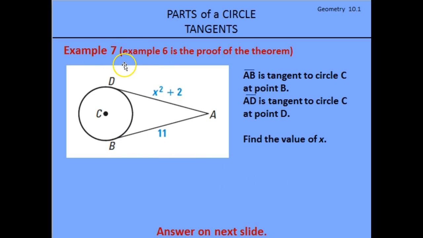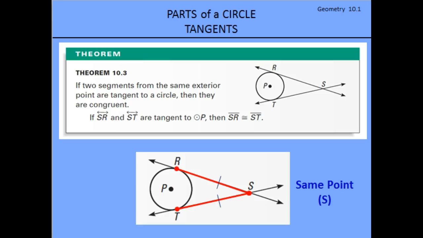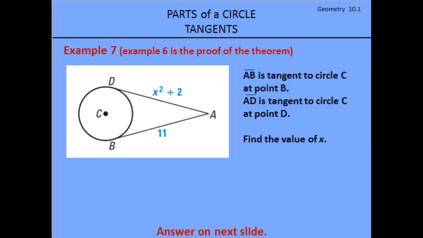By the way, in the book, this is example 7, because example 6 is the proof of the theorem, and I'm not going to go through that. If you need to do that, you're going to have to check with your teacher. Okay, so we've got AB is tangent to circle C, tangent to this circle at point B. We have that AD is tangent to the circle at point D. So can you find X given what we know about this theorem? What do you know about this theorem and about things that are congruent? All right, pause, do it yourself.